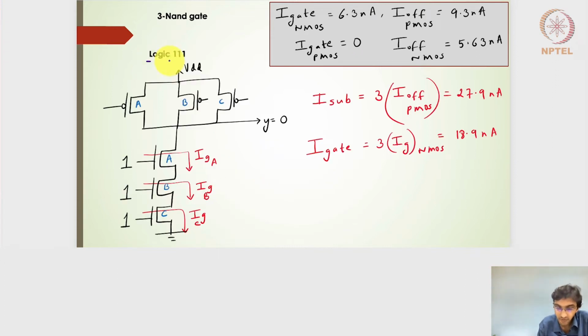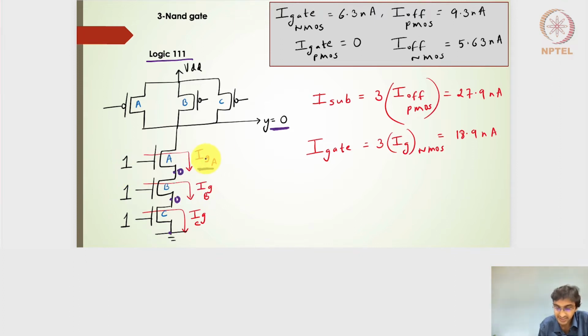Moving ahead, if I have a logic of 111, then on the NMOS side I will have all the transistors on. So my subthreshold leakage current will be 0. An on transistor is going to give me the gate leakage current because on one side, the output terminal node is 0. So all the transistors are going to give us the gate leakage current. If I consider it to be a pass transistor, I will then get a VGS value for all the 3 transistors to be nothing but VDD.